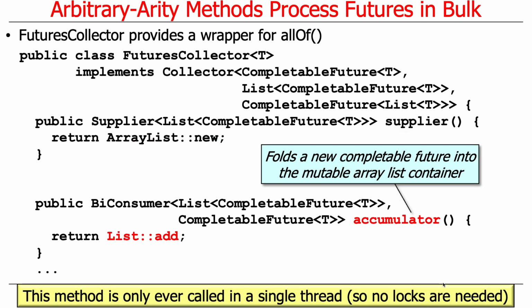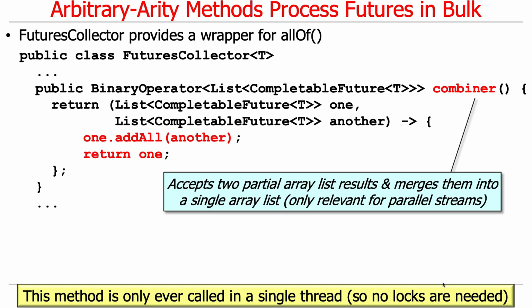Here's what the accumulator is. It's another factory method that will take a completable future and add it to the internal ArrayList. This method is only ever called in a single thread, so we don't need any locks for this. That's just the way the collector works, because it's going to be a non-concurrent collector, as we'll see in a second. Combiner is used if this were to be called in a parallel stream context in order to be able to merge two partial ArrayLists of completable futures into a single ArrayList of completable futures.